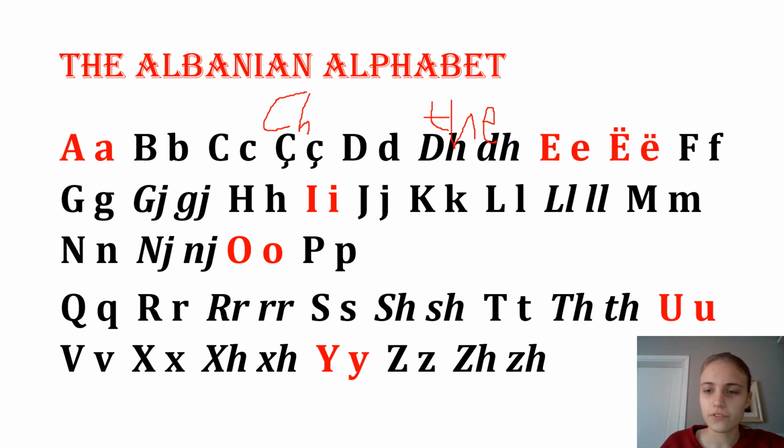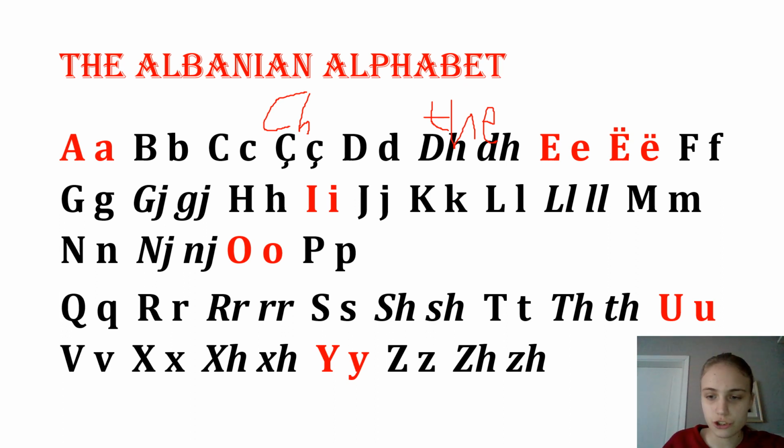Now we have f. This is another consonant. Then g. So we say g in English, but this is actually g in Albanian. Then we have this thing here made of g and y. This is j. Okay? So you haven't heard this sound before in English, but you may have heard it in any other language that you may speak. But that's how we pronounce it.